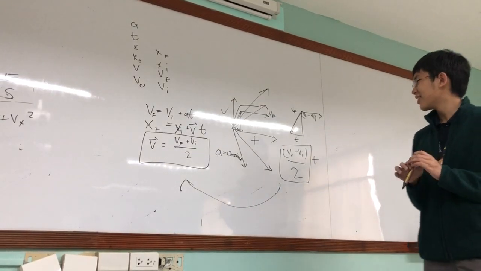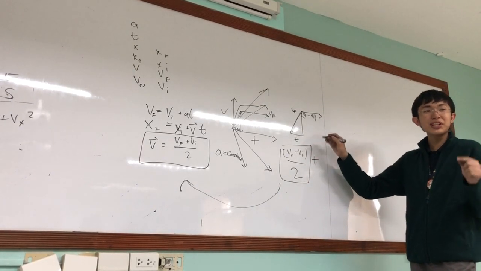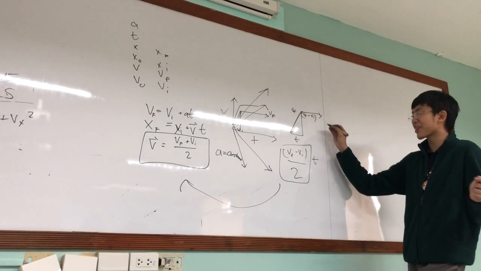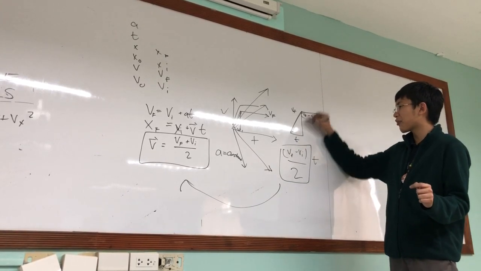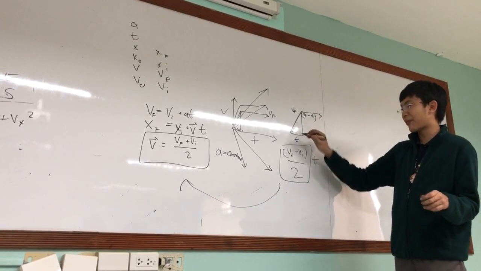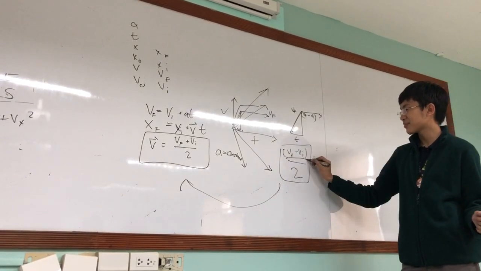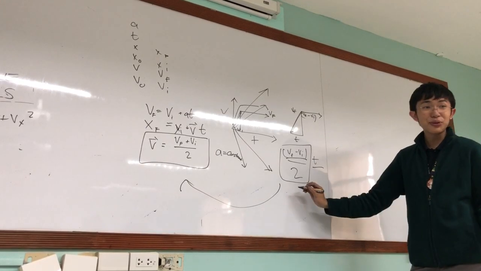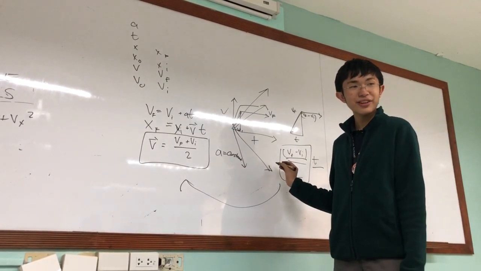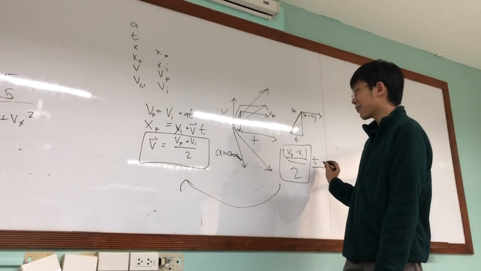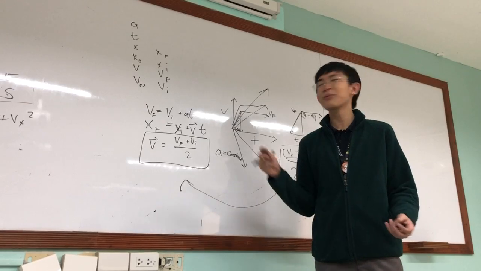So when we do base times height divided by 2, when we're solving for distance using the velocity-time graph, we have a triangle, and our base is time. Our height is this, our base is this divided by 2. If you notice, this is average velocity. Average velocity times time is equal to distance. That's how you're able to do that.